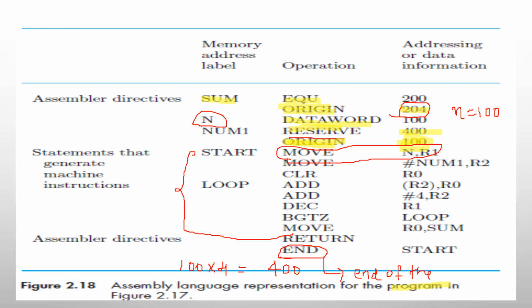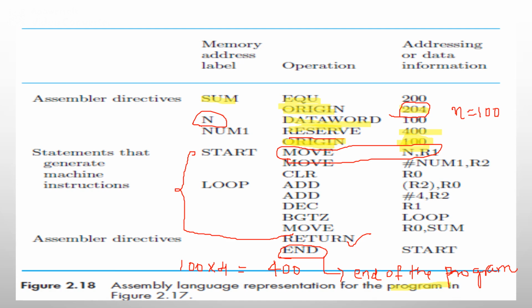End of the program. Similarly, we have one more assembler directive, that is return. The return statement identifies a point where the execution of the program should be terminated. So return is also an assembler directive which specifies where exactly the program can be terminated. It causes the assembler to insert the appropriate machine instruction that returns control to the operating system of the computer.